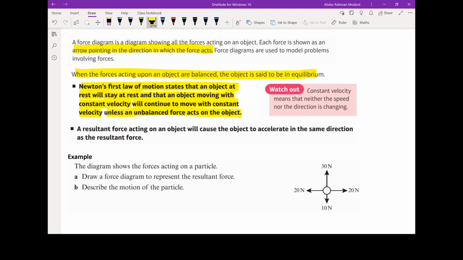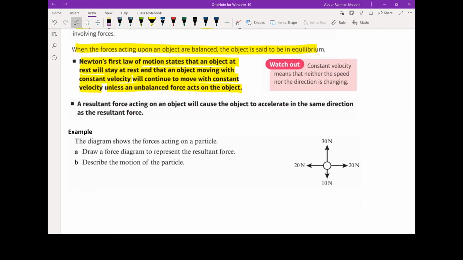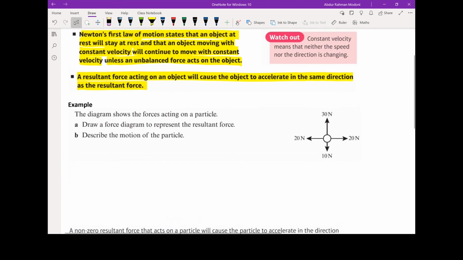Okay, so in other words, if an object is in equilibrium, it could be at rest, or it could be moving with a constant velocity. So equilibrium doesn't necessarily mean it's at rest. It could be moving with a constant velocity. So what happens then if there is a resultant force? Well, a resultant force acting on an object will cause the object to accelerate in the same direction as the resultant force. So we come back to this example here with this diagram.